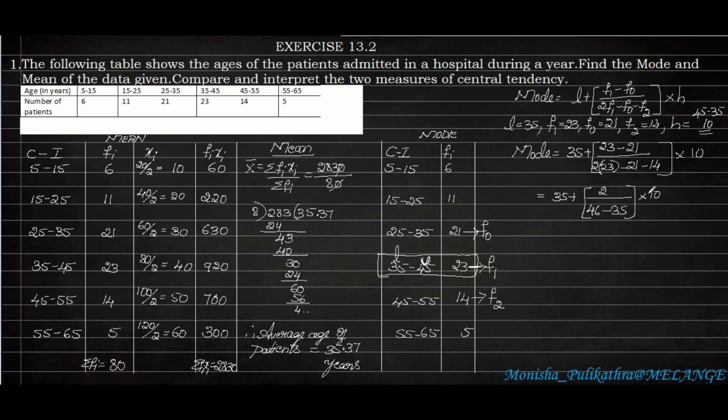into 10. In the next step I will be multiplying this. So 35 plus 2 into 10 is 20, divided by 46 minus 35 is 11. Okay. Next, either you can do cross multiplication by taking the LCM or else we can divide it directly. So I'll be dividing 20 by 11 here.